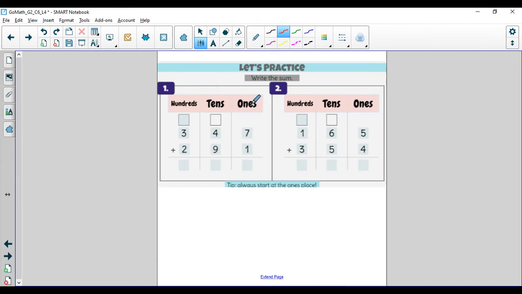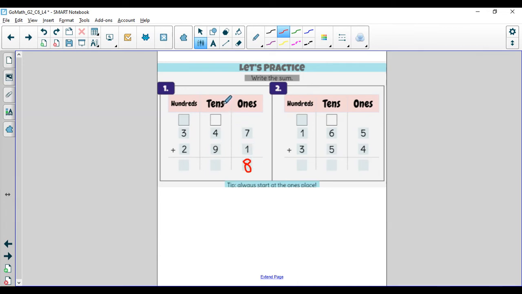So let's look at our ones column. We see 7 plus 1. 7 plus 1 equals 8. 8 did not make a 10, so we can just write our 8 down there as the sum of our ones.